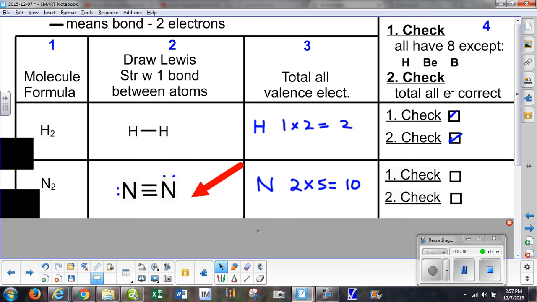All right, let's look at our other nitrogen. 2, 4, and 8. Aha. So, I have 10 total. We've already checked that. And my second check is to see that we have them all. But we have to have 8 for everybody, and that was the last thing that we did. We checked that everybody had 8. And now, we have ourselves a bona fide, good Lewis structure.